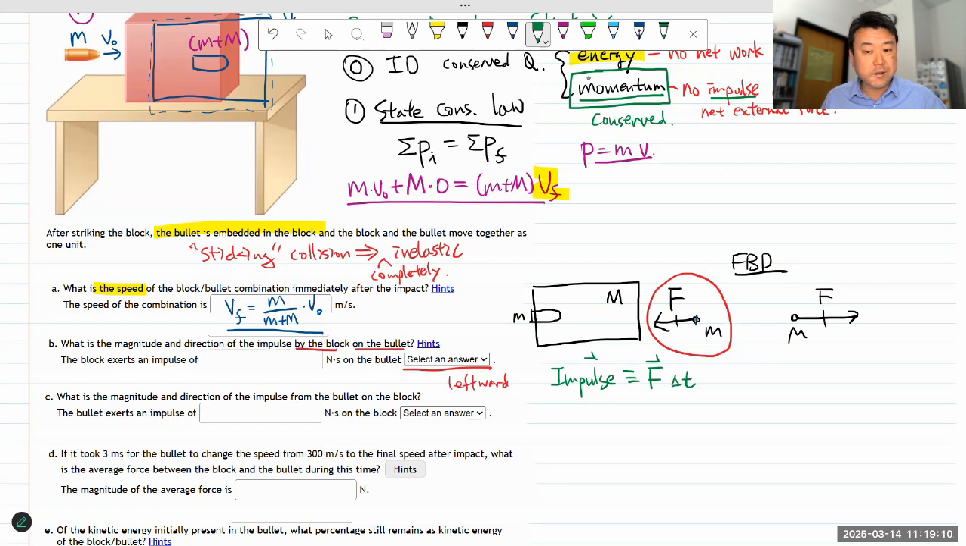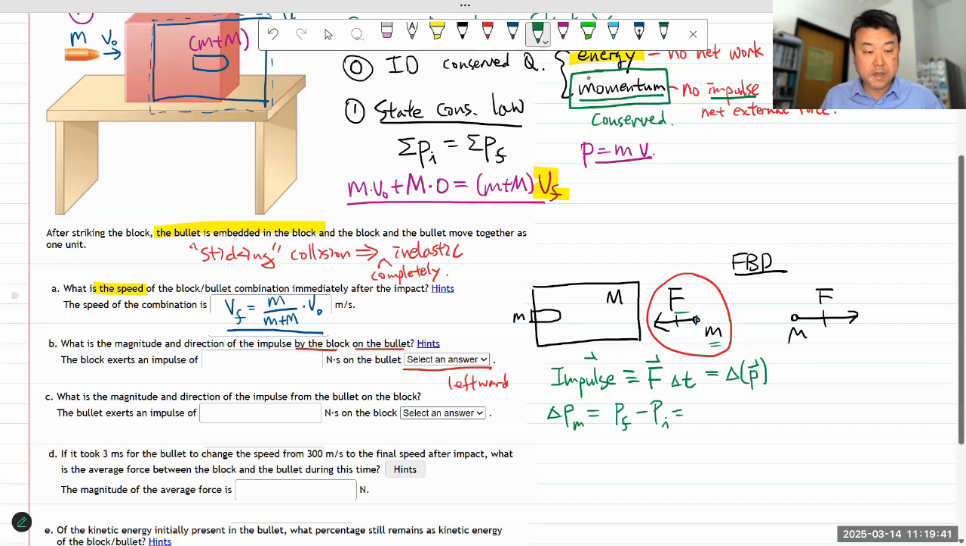Now here, this won't help you because you don't know force, you don't know the duration of time. So the other description of impulse that's helpful here is the impulse as the change of momentum. So here you can figure out the change of momentum of the bullet. So the change of momentum of the bullet of mass m is going to be its final momentum minus its initial momentum, which is its final speed.